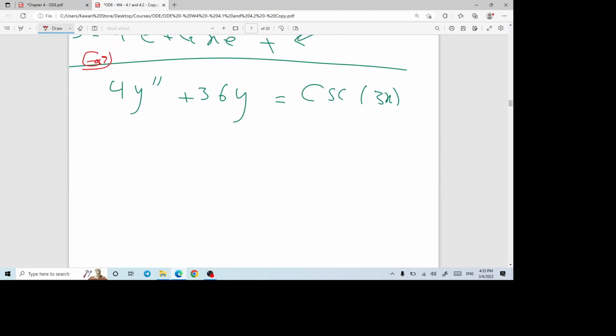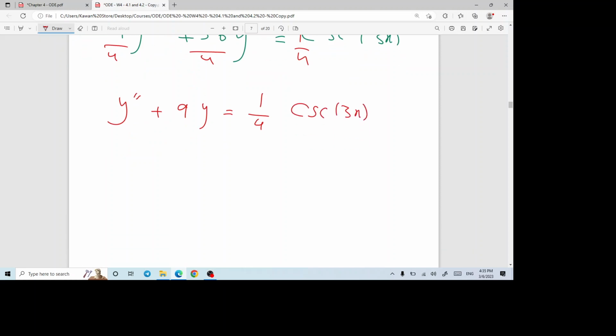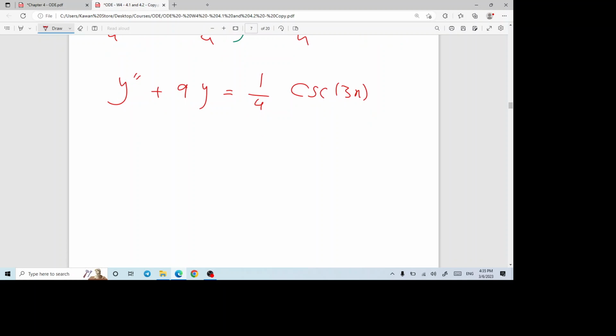First, you need to standardize. Careful, you need to divide by 4. So you will get y double prime plus 9y equal to 1 over 4 cosecant 3x. That's the first step. The second step, we are going to find yc.